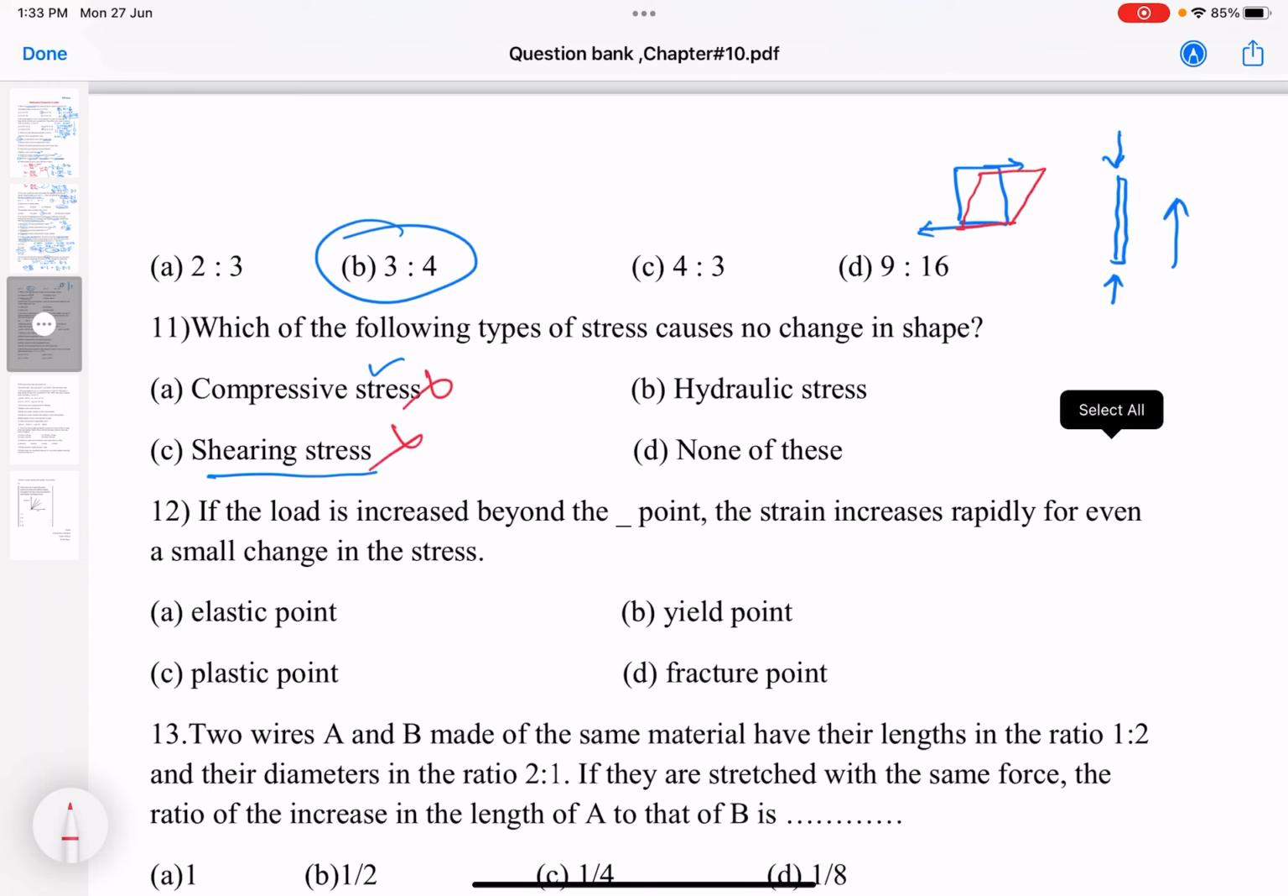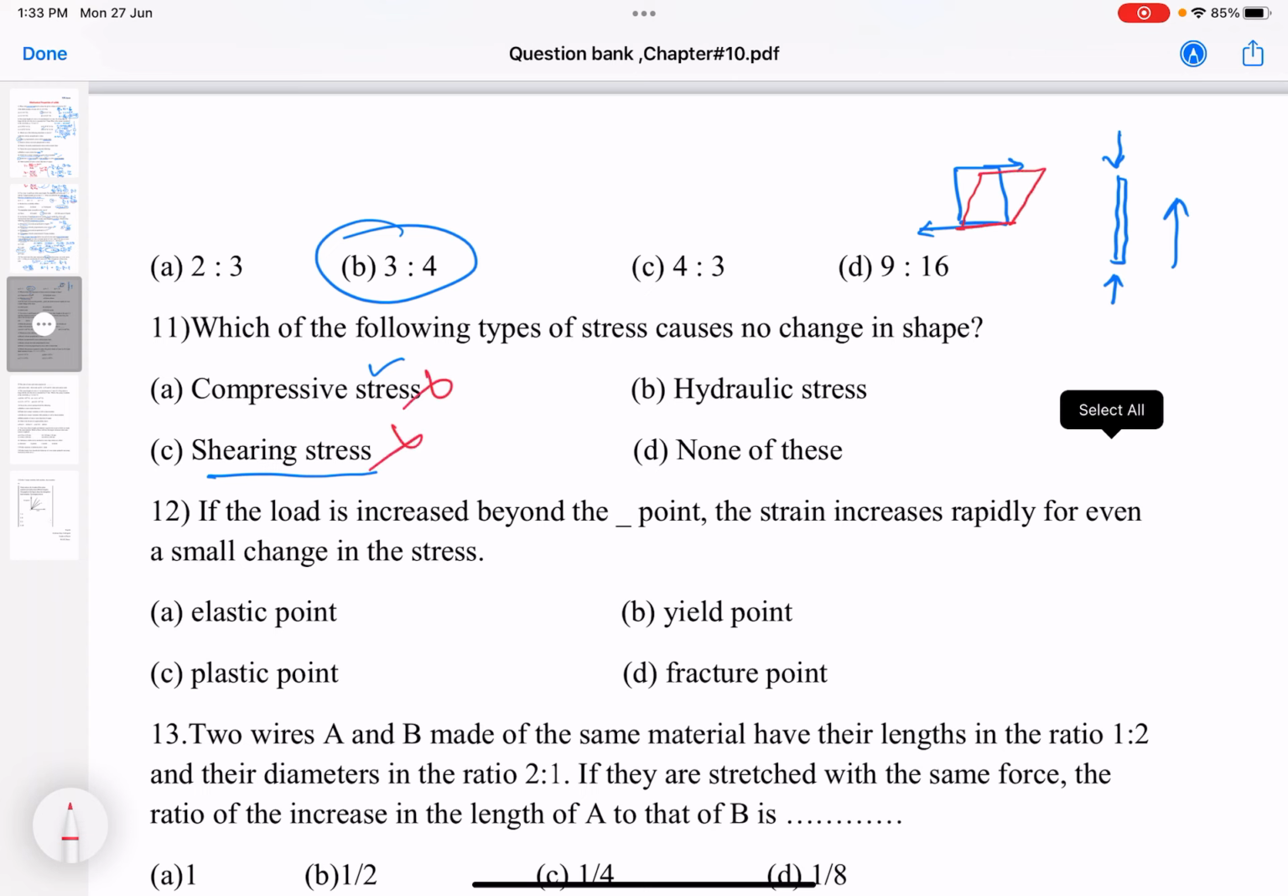If the load is increased beyond the dash point, the strain increases rapidly for even a small change in the stress. We have discussed in the stress strain curve. After the yield point, strain is more even for less application of stress. Next, 13th question.